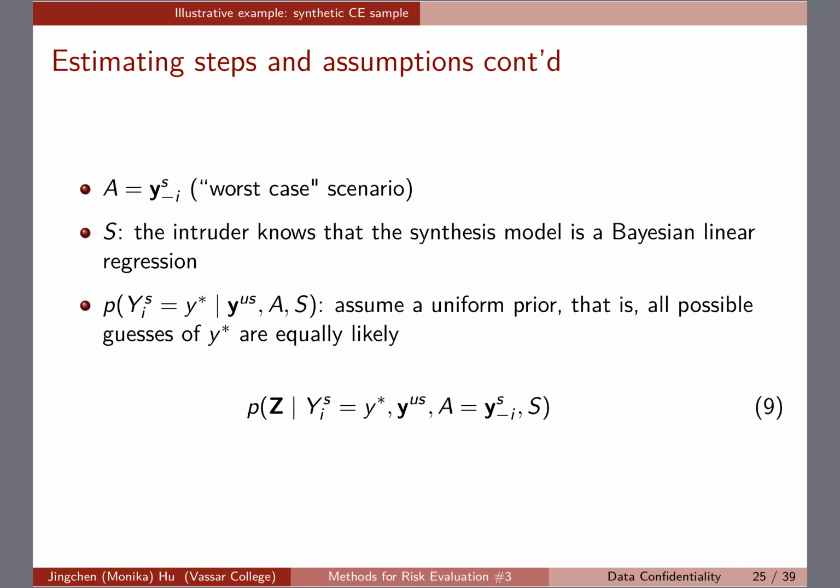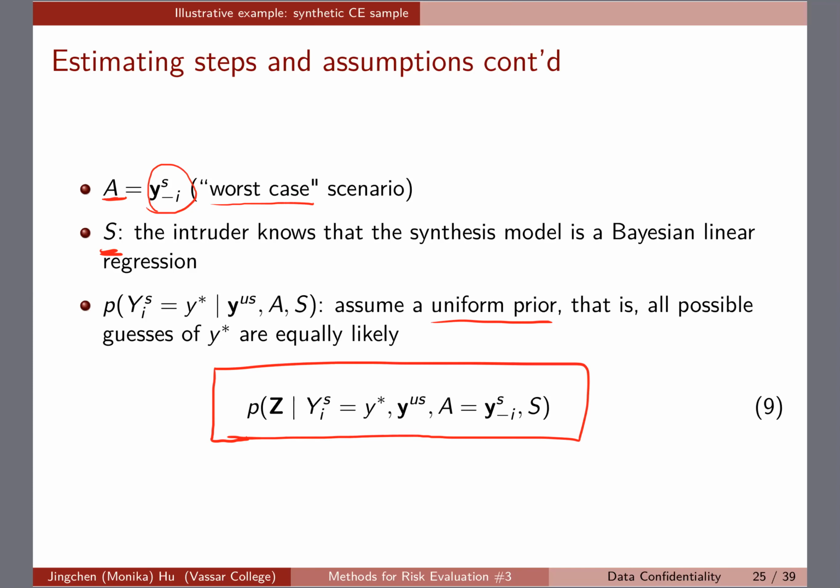The difficult part here is, first of all, we assume the worst case scenario. A, which is the auxiliary information that the intruder knows, is what we call the worst case scenario: if I'm trying to evaluate the attribute risk for an observation, we assume that the intruder knows every other record in the synthesized data. We also assume that the intruder knows that the synthesis model is a simple linear regression model. And we assume a uniform prior, so in the end we are focused on equation 9.